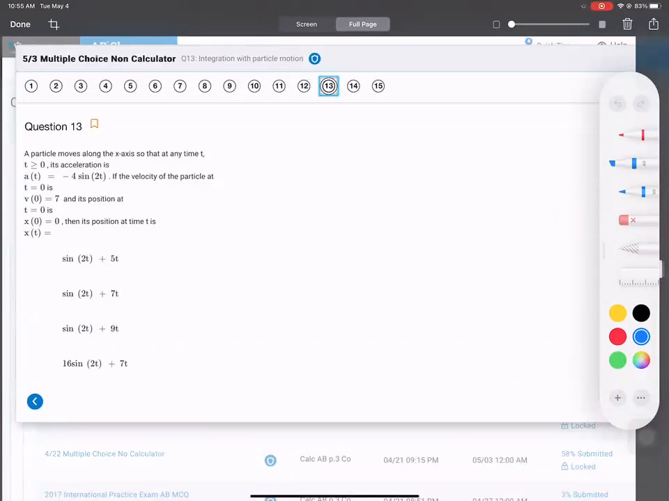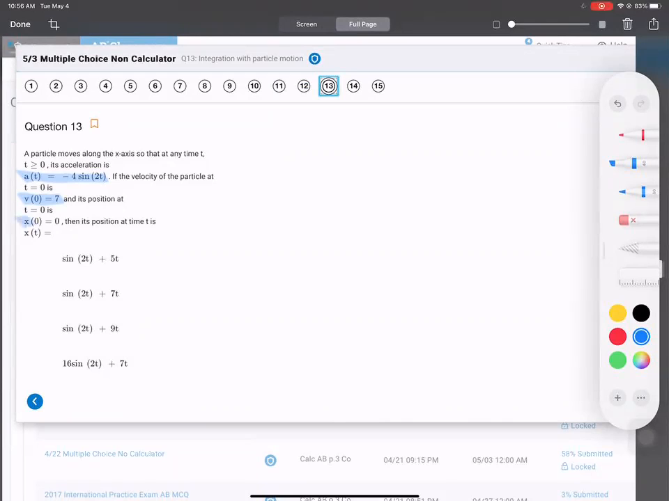A particle is moving along the x-axis so that at any time t greater than 0, its acceleration is a. Okay, they gave us acceleration. Great, thank you. That's my acceleration equation. If the velocity of the particle at t equals 0, my initial velocity is already 7. I'm already running at 7. Before, when time says go, I've already cheated. Okay, that's what that means.